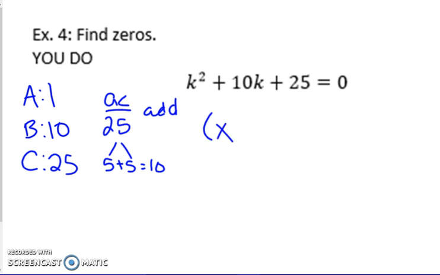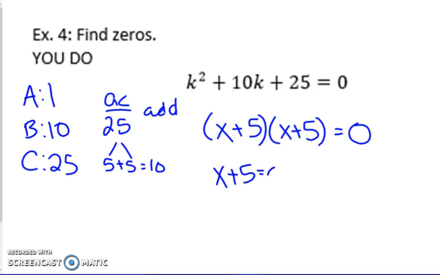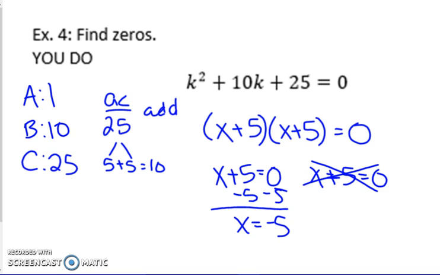So I'm going to break this apart to x plus 5 and x plus 5 and set it equal to 0. Now, to find our zeros, we need to take each set of parentheses and set them equal to 0. In this case, if you notice, they're both the same, so we only have to do this one time. Subtracting 5 from both sides gives me x is equal to negative 5. So my zeros, even though there's two sets of parentheses, they give you the same answer. So there's only one zero, and it's at negative 5.